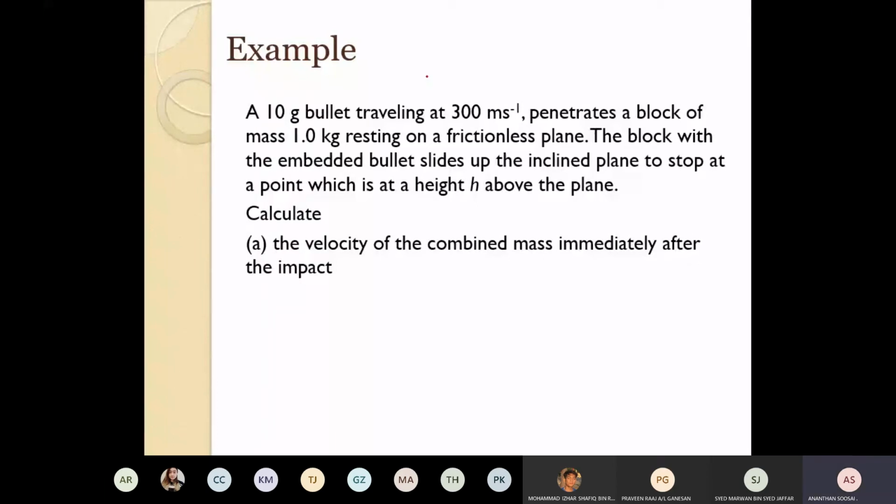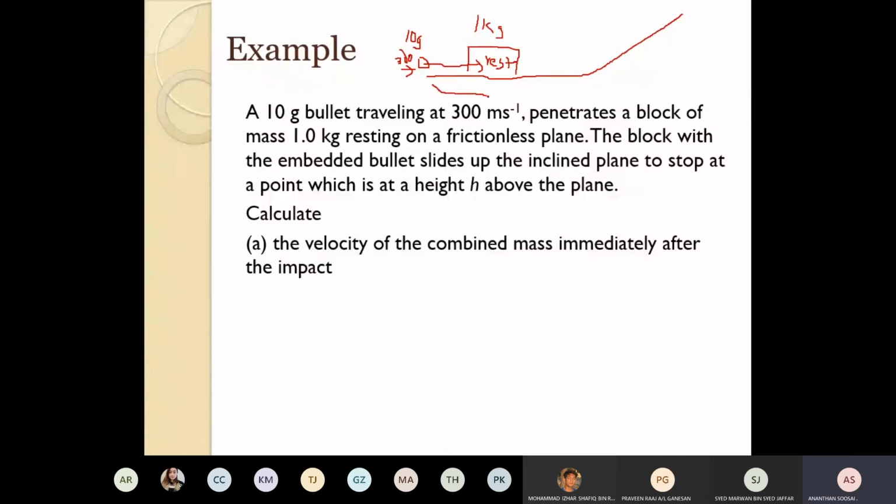So the bullet goes toward here, and there is a block here. The block is 1 kilogram, at rest. The bullet is 10 gram, and it is moving forward with 300 meters per second. The bullet strikes the block. So after the bullet collides, what happens?